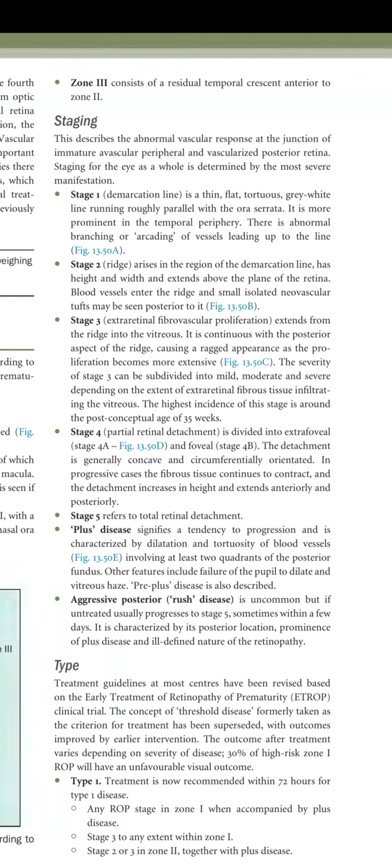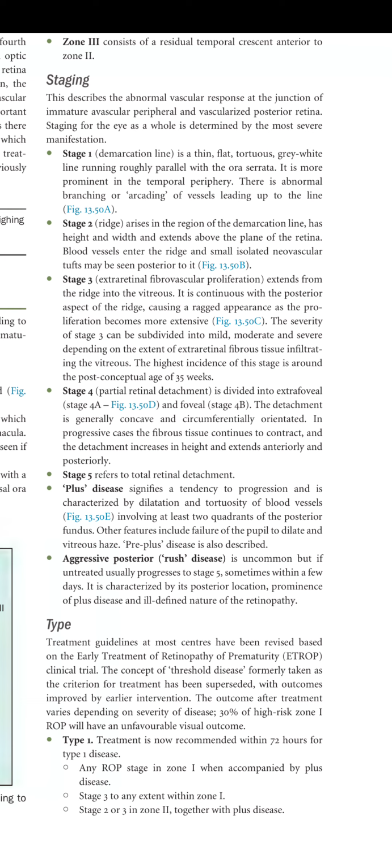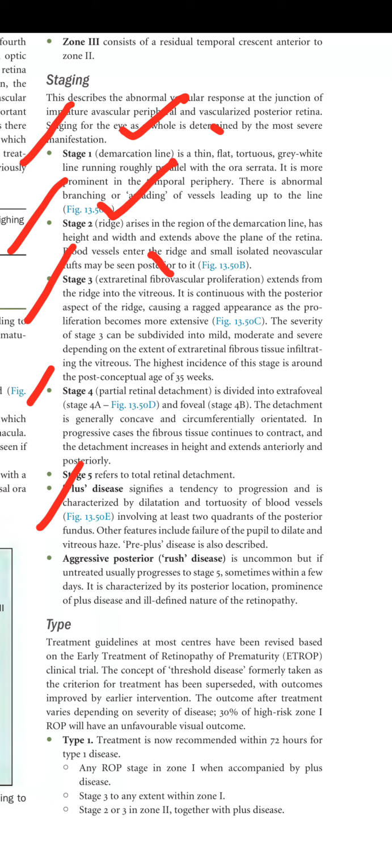Staging for the eye as a whole is determined by the most severe manifestation. So there are 5 stages: 1, 2, 3, 4, 5. Stage 1 is a demarcation line, stage 2 is a ridge, stage 3 is fibrovascular proliferation, stage 4 is partial retinal detachment, and stage 5 is total retinal detachment.